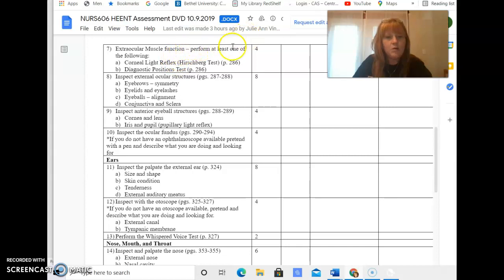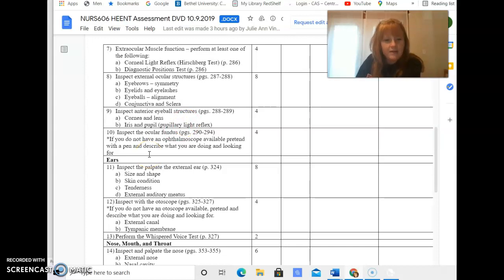Perform at least one of the following. You do not need to do both of these, so the corneal light reflex or the diagnostic positions test. So the page numbers are located there, so just look those up, see what they entail, and just do one of them. That's totally fine. Inspect the extraocular structures, inspect the anterior eyeball and structures, etc., the ocular fundus.